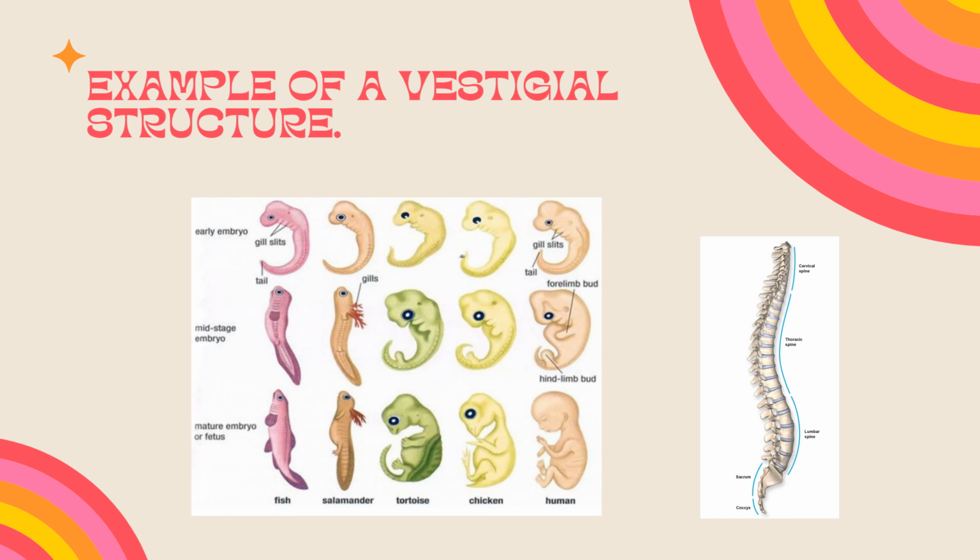Another example of a vestigial structure is our tail. You can see it in the embryo stage here. It's present in different species, which was useful in our common ancestor, but now is useless for us. It's in our spine. It's the last bit of our spine. You can get rid of it, it won't cause any harm.